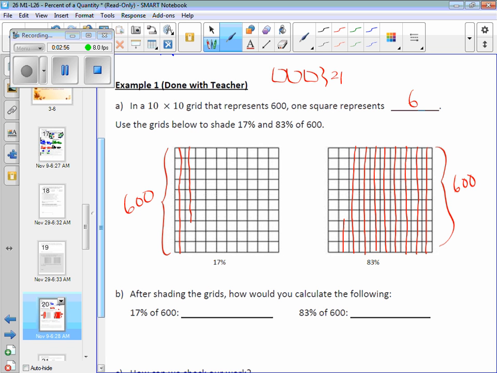Okay. So, ready? Here comes the leap. See if you can figure this out. If I shade 17%, and you told me before we made this 600, when it was worth 1, and we shaded 17%, how many boxes did we shade? What was our value? 17, right? Now I'm telling you each box is worth 6. There it is. There's the connection. So to figure out what 17% is of 600, we're doing 17 times 6.